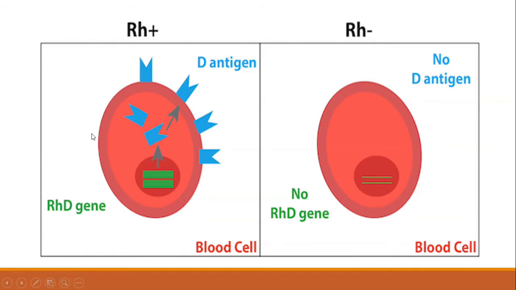Here is a diagrammatic representation of RH positive and RH negative. See, there are D antigens on the surface of the RBC. They have the RHD gene on the locus of the chromosome, which results in transcription and translation and the formation of the RH antigen, that is the D antigen, which is readily exposed on the surface of RBCs. While in an RH negative person, there is no RHD gene present on their chromosome, so no D antigen is exposed on the surface.